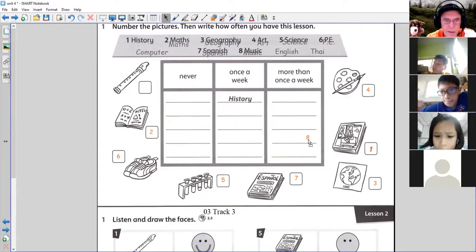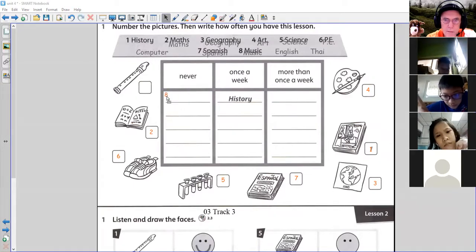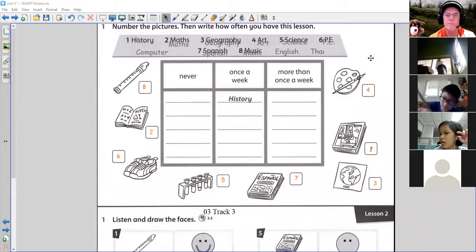So I've gone wrong here, somewhere, haven't I? Where's English? I've got music. Oh, music is number 8. Oh, yeah, there's no English and Thai on here. I just put in English and Thai. Okay, right. So, anyway.